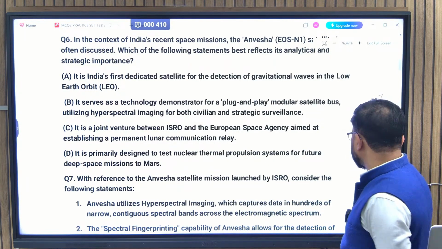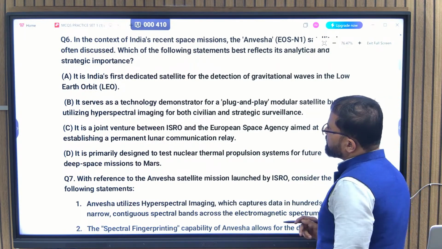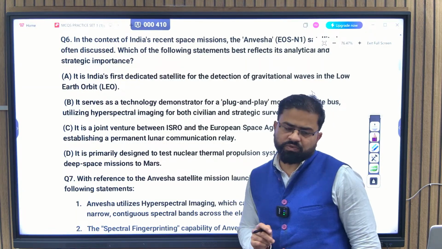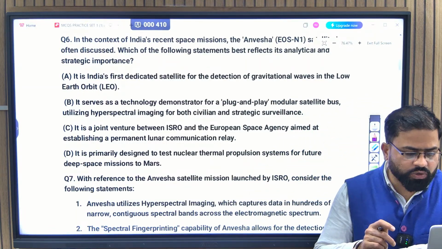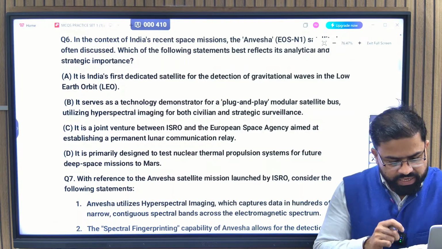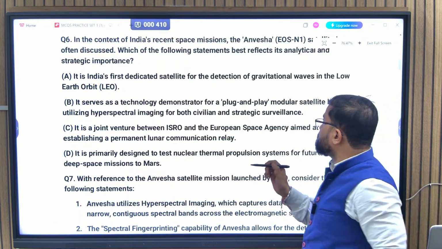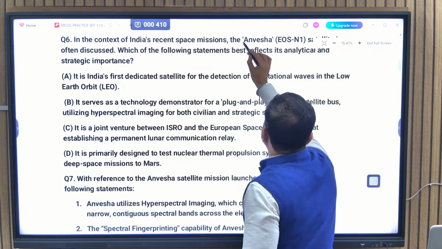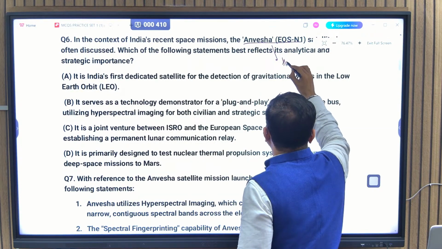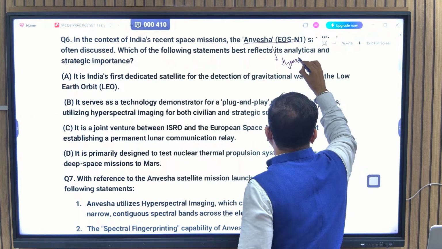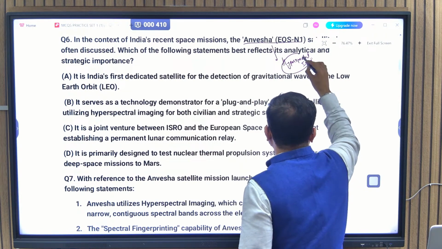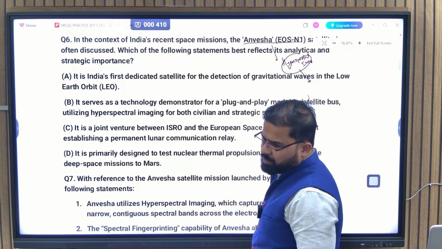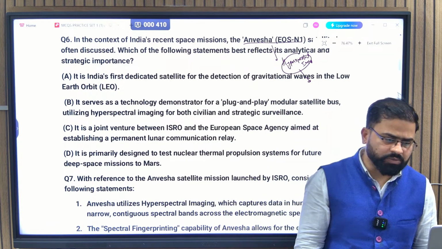6B. Yes, very good. When you talk about the UNVASE mission, no doubt the mission has been a failure, but we have discussed that this particular mission is called what? A spy mission. Why so? Because it is using what? Hyperspectral imaging technique.